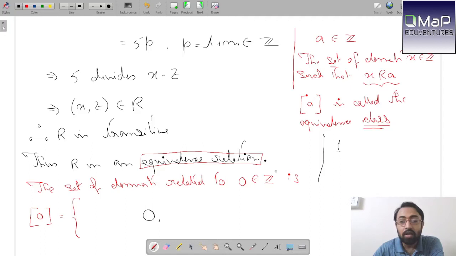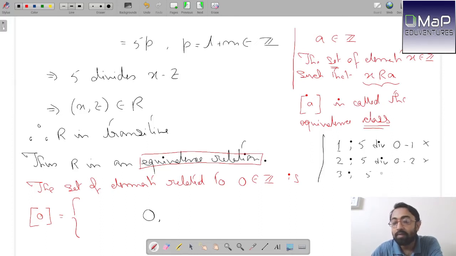For it to be related to 0, 5 should divide 0 minus 1. One number is 0 and another number is 1. Now this is false, so it won't come. Next number 2, again check. 5 divides 0 minus 2, it is false, it won't come. Next number 3, 5 divides 0 minus 3, again this is false. 4, it will be false. But if I take 5, then 5 divides 0 minus 5, which is true. So the next number will be 5.